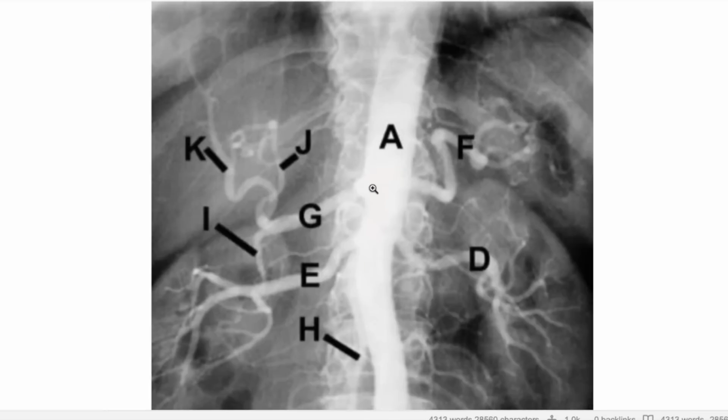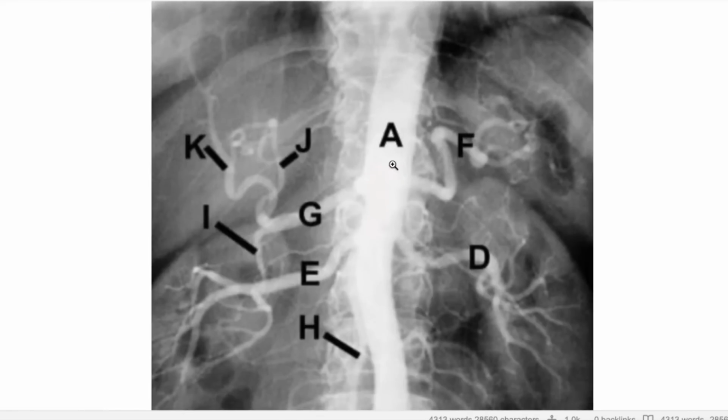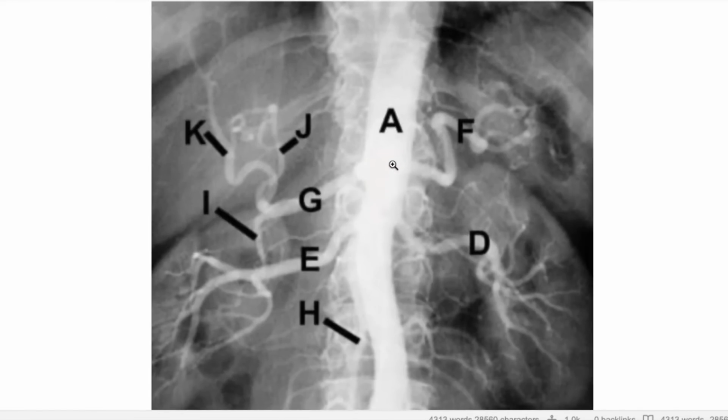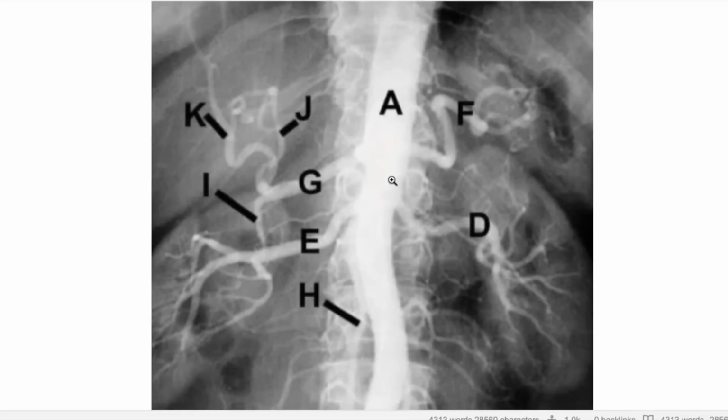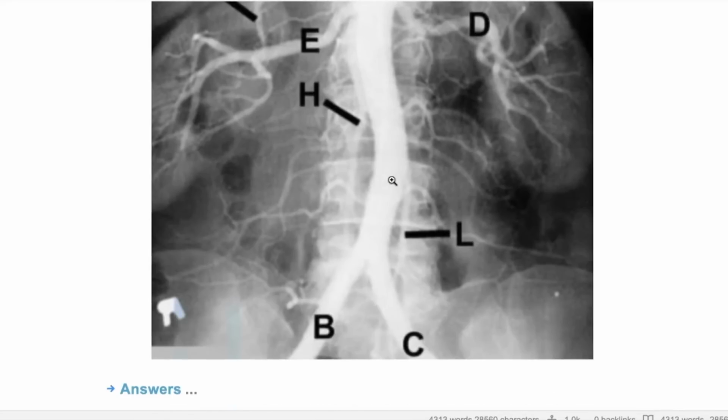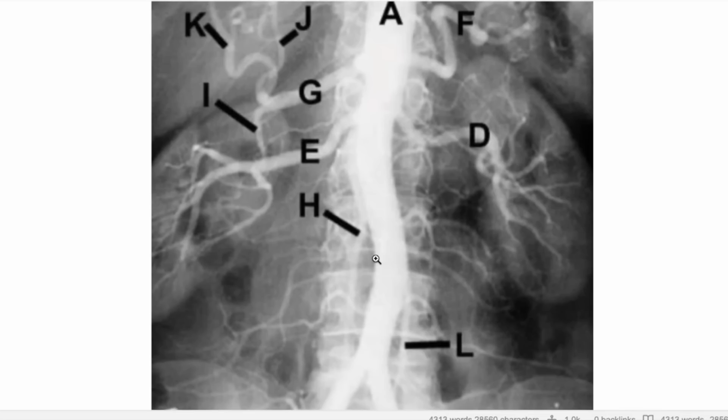All right. So, can you identify A in this one? Yes, this is the abdominal aorta. What about B? B will be the right common iliac artery, because you have external and internal iliac, right? What about C? The left common iliac artery. What about D? D will be the left renal artery.